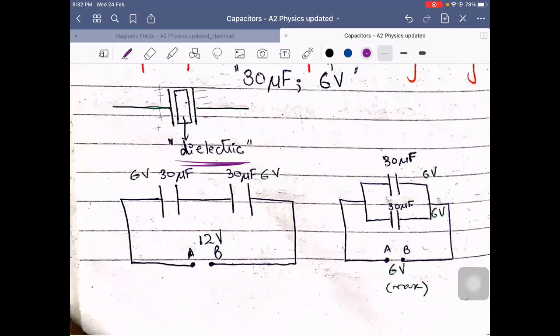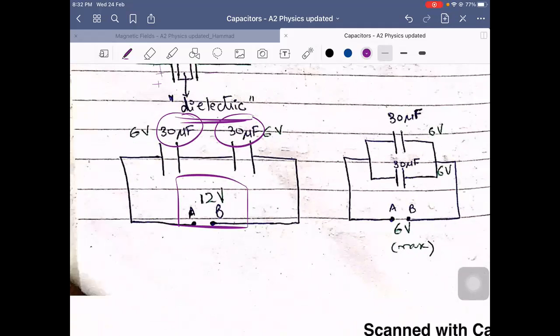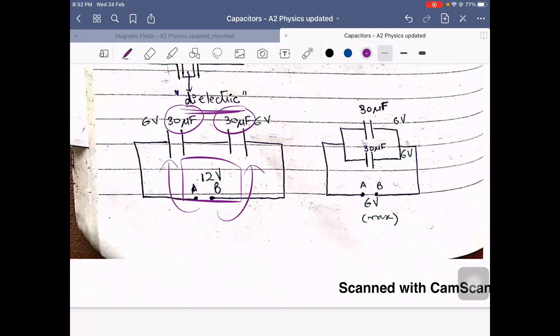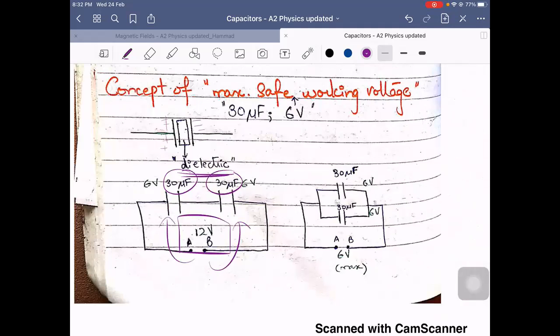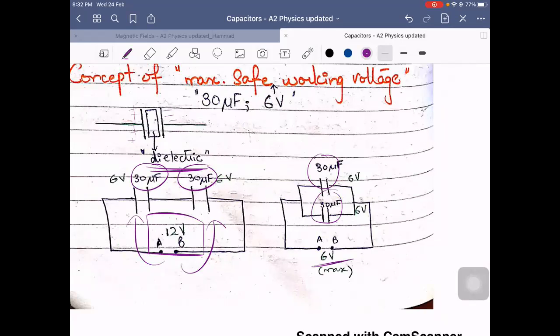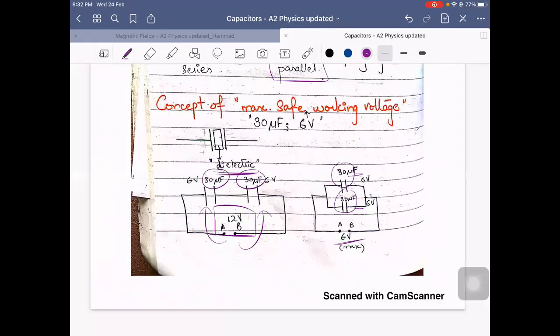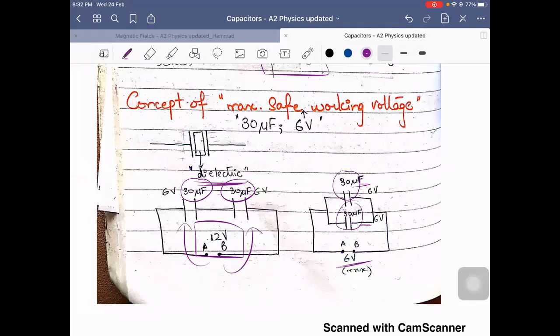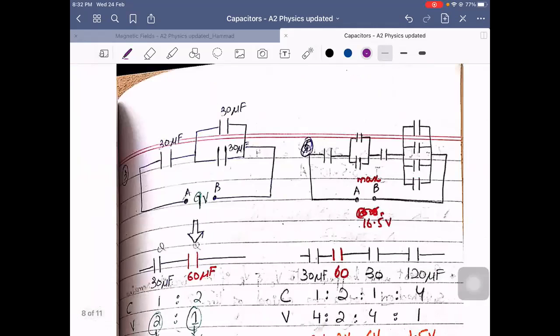Right? So let's say you have A, B terminal having 12 volts. There's 30 microfarad, 30 microfarad. Both of them have the same amount of capacitance, so your voltage gets distributed evenly. Right? Let's say you have two capacitors, 30 microfarad, 30 microfarad, and the voltage that you were providing was 12 volts. So 6 volts gets dropped here, 6 volts gets dropped here. Right? Moving forward, let's say I have 9 volts here.